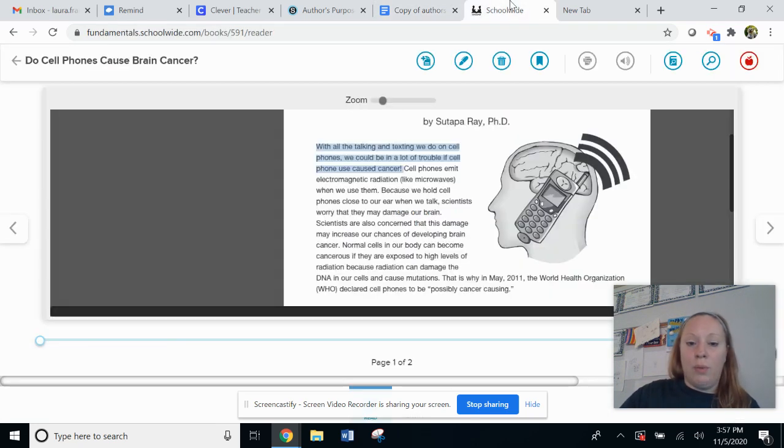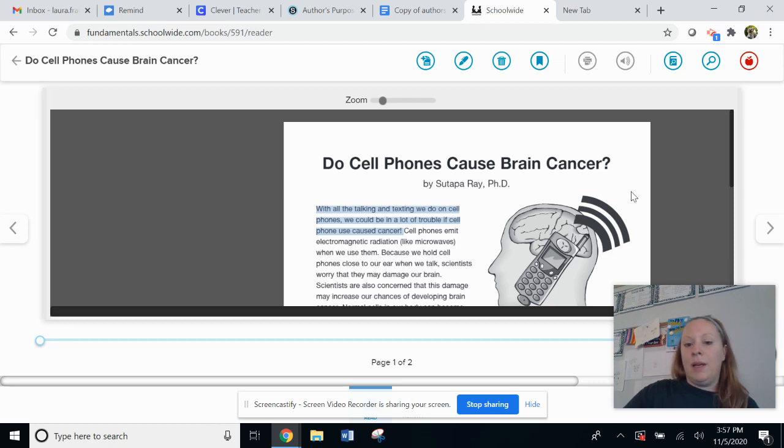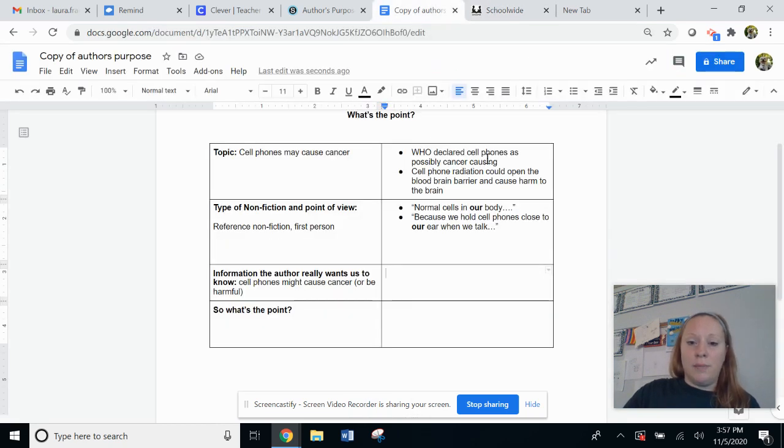Information they really want us to know. Well, if you look at the title of a nonfiction piece, it usually reflects the central idea or connects with it somehow. This one's pretty straightforward because it says, "Do Cell Phones Cause Brain Cancer?" So I'm actually going to use the title as evidence that he really wants us to know that. And I put, since this isn't a book, we don't need to italicize it. Since it's just an article, we would put that in quotes.